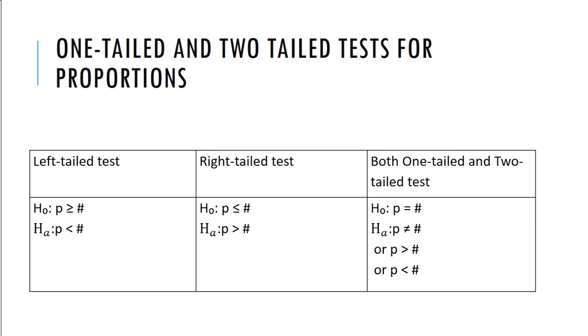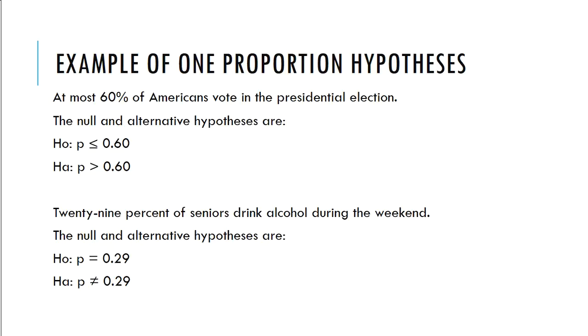So now let's talk about proportions. Proportions work the exact same way as the means. The only difference is you're using percentages, and instead of the mu for mean, you use a p. Again, here are the scenarios, just like we used with mean, and you can use this as a guide. Left-tailed, p is less than the number for the alternative. Right-tailed, p is greater than the number. And again, for where p equals the number and the null, you can have all three scenarios. All right, let's do some examples.